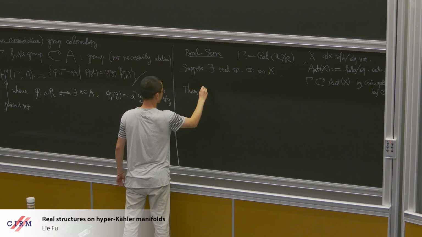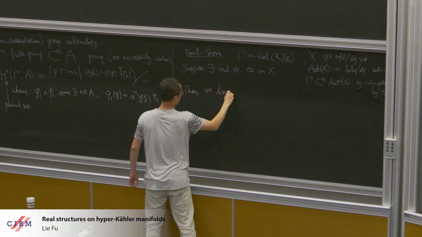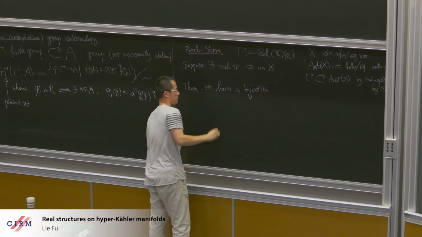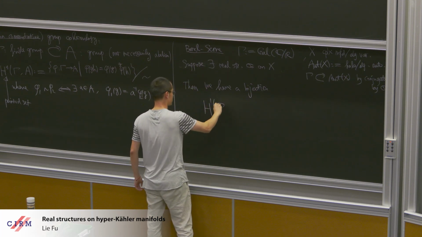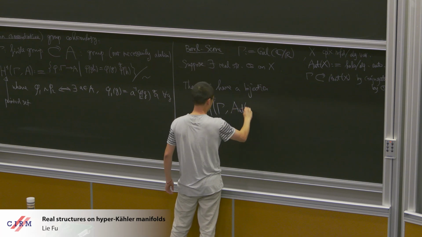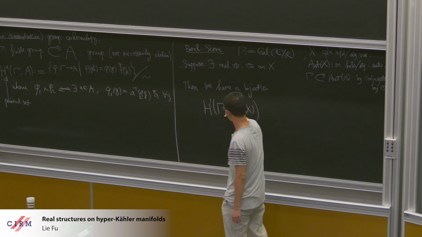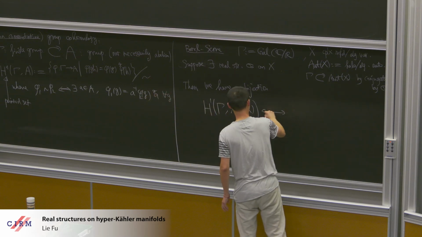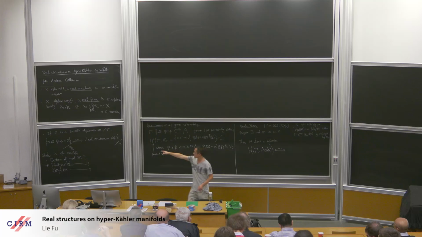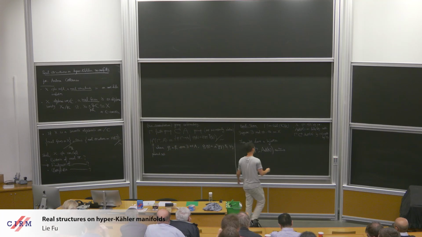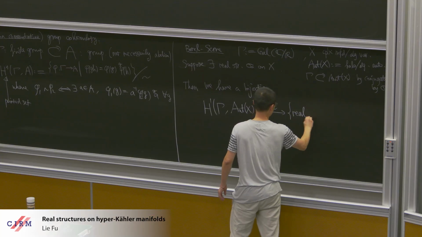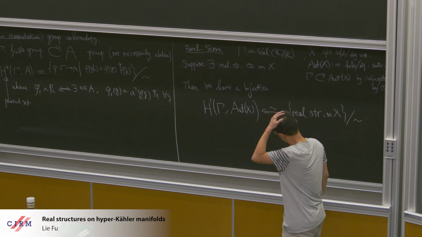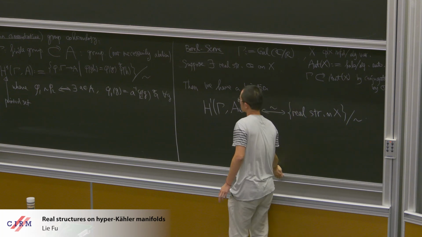Then the conclusion is that we have a bijection between the non-commutative group cohomology of gamma, which acts on this group, so this makes sense, is a pointed set, together with any of this set we are interested in. So let me just take real structures on X quotient by conjugation. Why is this true? Well, it's very easy to see.